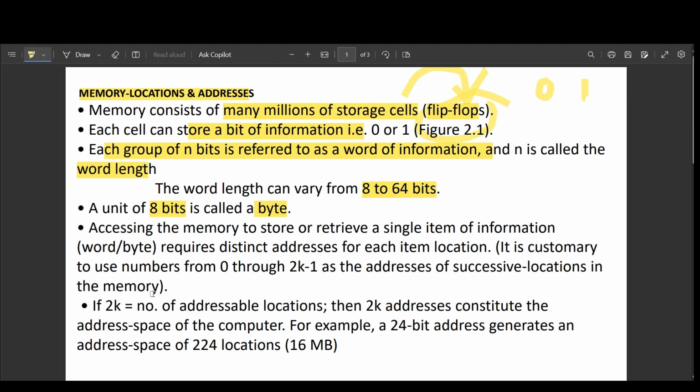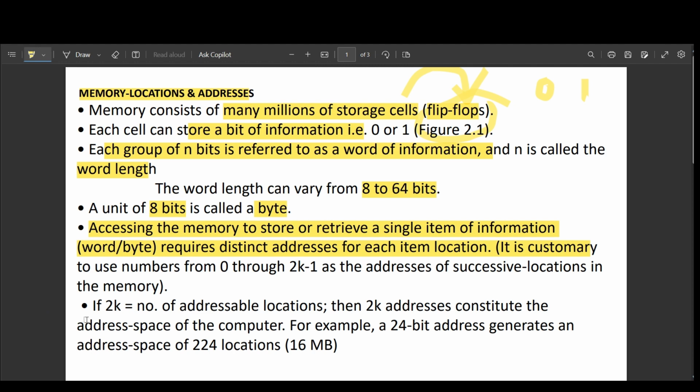Similarly, only if you know the location where a particular item is stored, you can go and get that item from the memory and do the operation in the processor. I hope everything is clear. Accessing the memory to store or retrieve a single item of information requires a distinct address for each item and location. For example, your mother tells you to keep this item in the kitchen, keep this on this shelf. Only then can you place that item there. Without her telling, you will be confused where to place it. So to place that item, you need a separate place. That is what they have mentioned in this point too.